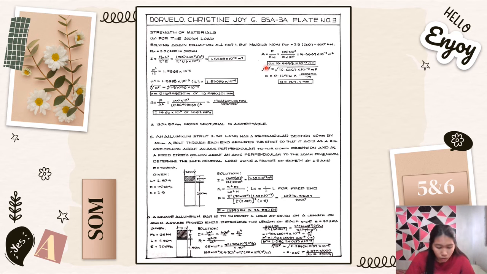So, for A is equal to P over the allowable normal stress, it is equal to 200 times 10 raised to 3 all over 12 times 10 raised to 6, which is equal to 16.6667 times 10 raised to negative 3 meter squared. So, the A now is equal to 16.667 times 10 raised to negative 3 meter squared.